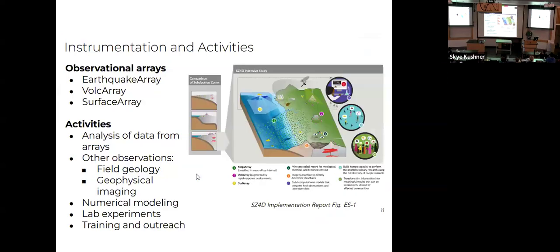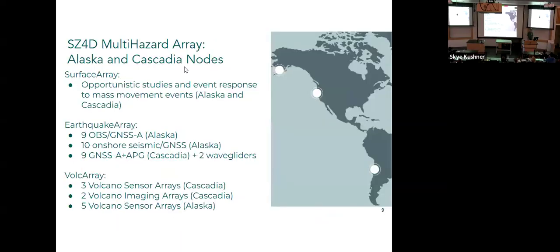So again, the instrumentation proposed for this are three essentially linked observational arrays of instruments. One focused on earthquake problems, one focused on volcano problems, and one focused on sort of surface process problems. Here in Alaska, really the first two are the ones that are going to get the bigger effort. And again, there's three sort of nodes for this array. The biggest one will be in Chile, Cascadia, and Alaska.